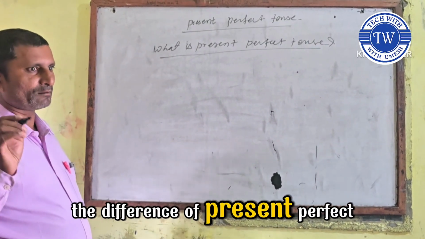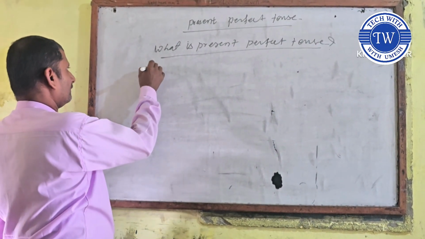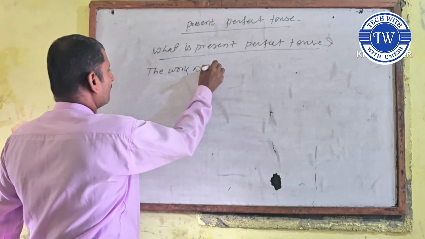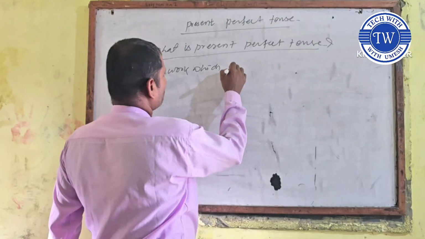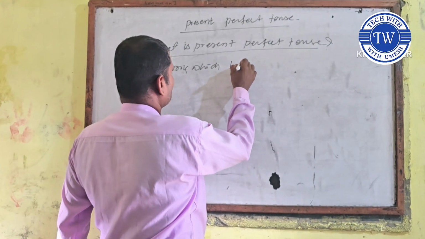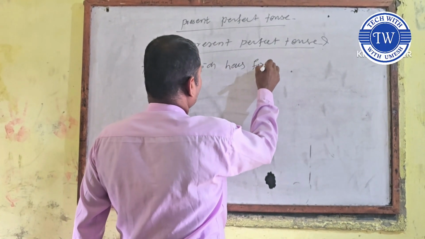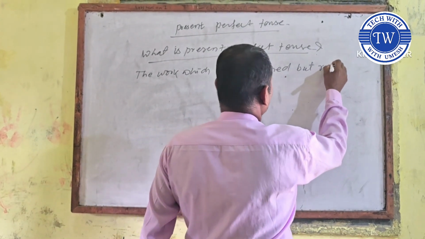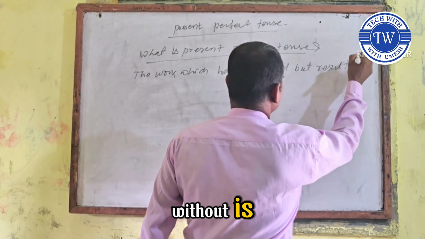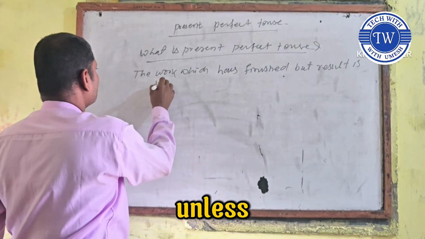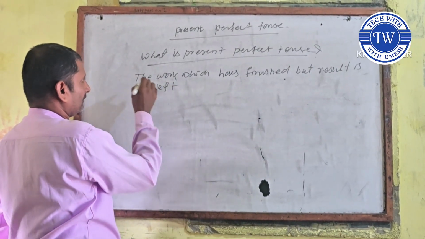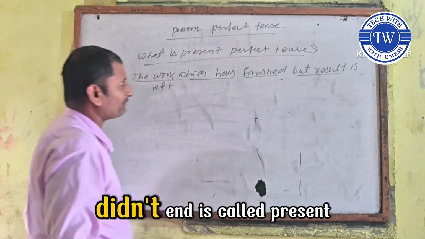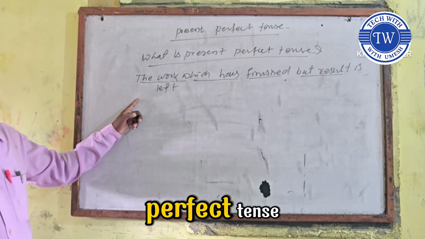The definition of present perfect tense is the work which has finished but the result is left. The work which has finished but the result is left is called present perfect tense.